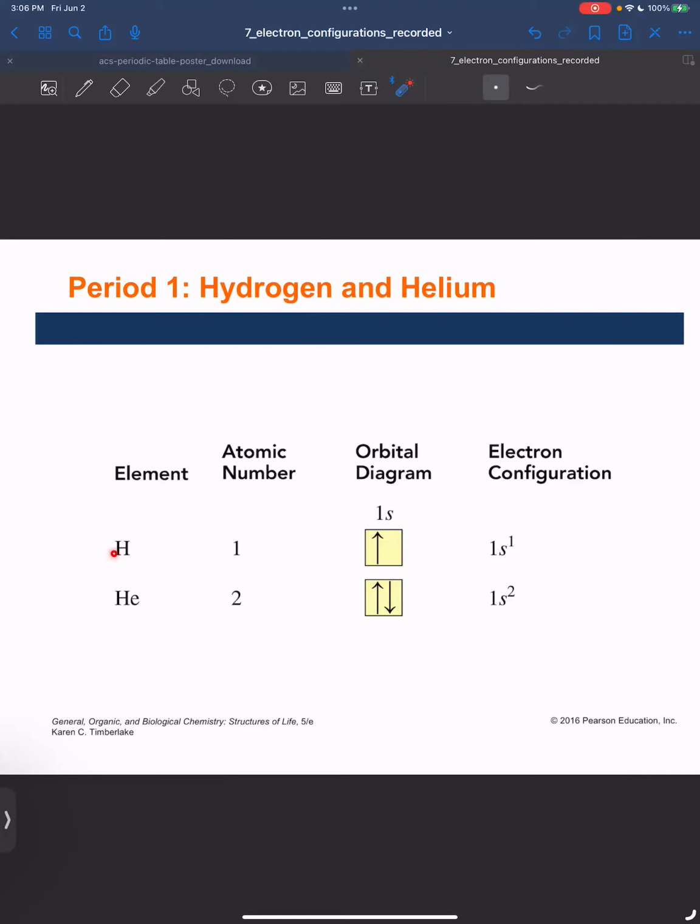So starting with hydrogen, which has only 1 electron, atomic number 1, 1 proton, 1 electron. The lowest energy orbital is always the 1s orbital. And so that electron is going to be represented by an arrow for the orbital diagram. But to translate that to electron configuration, we write the name of the orbital, 1s, and then how many arrows are in that box. So 1s1.